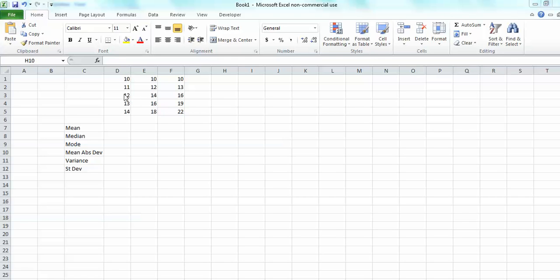I made up these 3 columns of data right here. I wanted to show you how to calculate all of these values for all 3 columns. Let's start by finding the mean of all 3 columns.